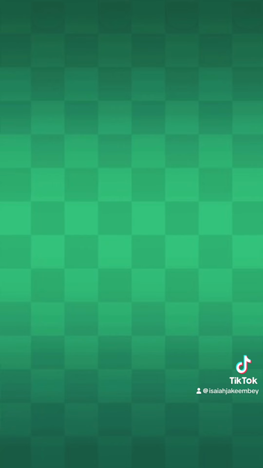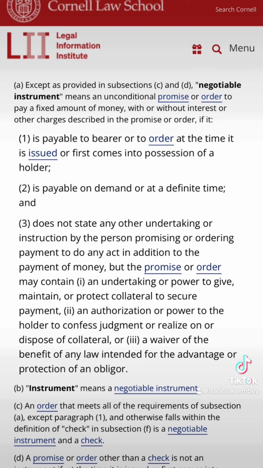So today I want to talk a little bit about negotiable instruments and checks and why this is important. So what is a negotiable instrument? A negotiable instrument is an unconditional promise or an order to pay a fixed amount of money with or without interest or other charges described in the promise or the order if it, at the time when it's issued, is payable to the bearer, or it is payable to the order at the time it is issued or first comes into possession of a holder, right?